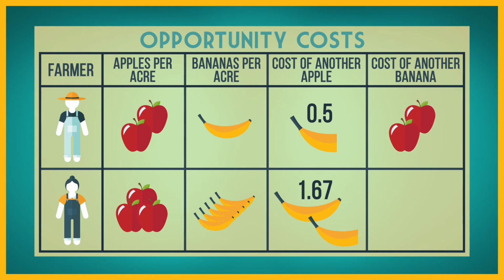Since Lisa grows 3 more apples and 5 fewer bananas each time she allocates an additional acre to apples, the opportunity cost of having Lisa grow another banana is 3 apples divided by 5 bananas, or 0.6 apples per banana. Since Lisa's opportunity cost of growing another banana is lower than Edward's, she has the comparative advantage in growing bananas.